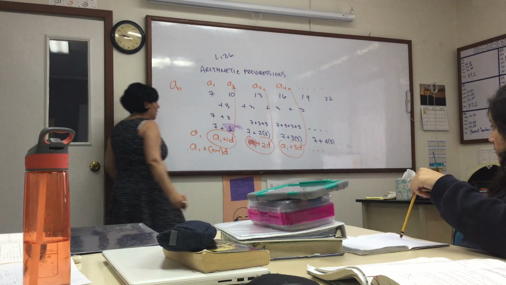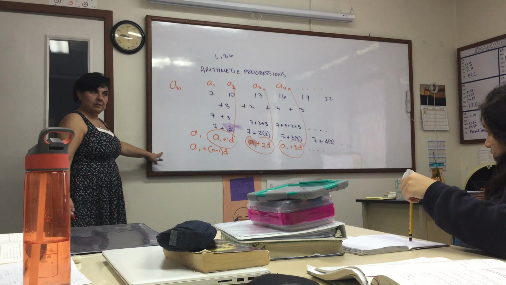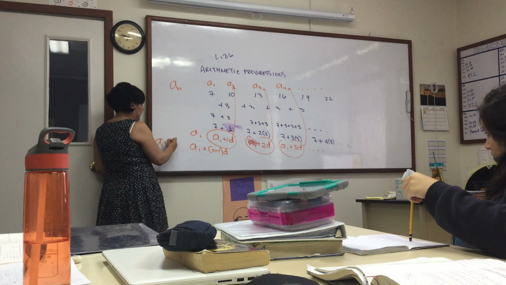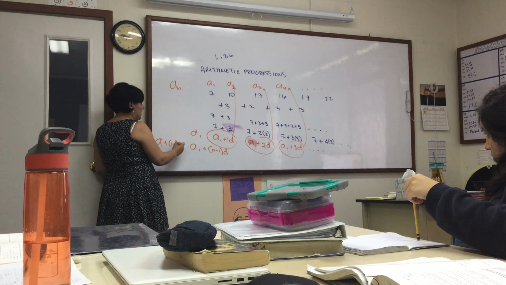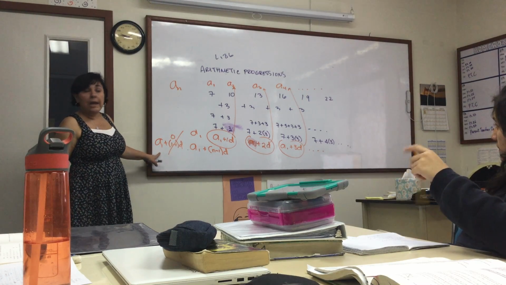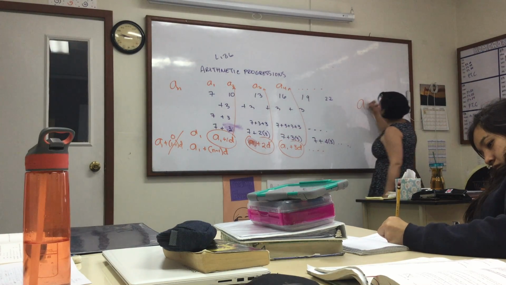Times D. So what happens with the first one? Is it true for the first one also? Yes, because the first one is A sub 1 plus 1 minus 1, which is 0, times D, this goes away and I'm left with A sub 1. So you are correct. The general formula is for an arithmetic.